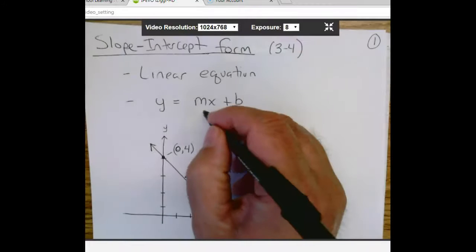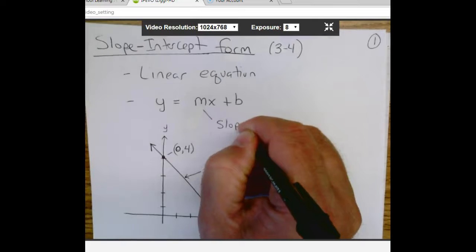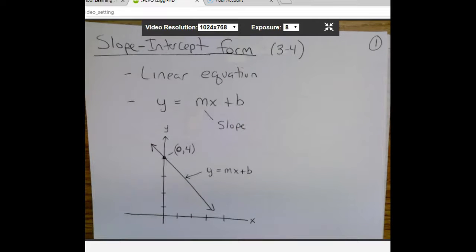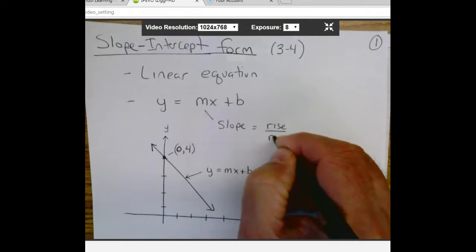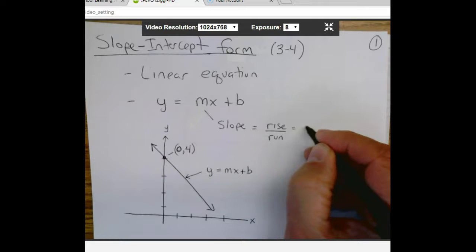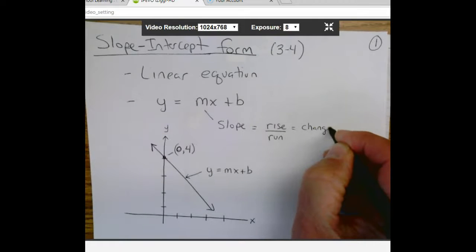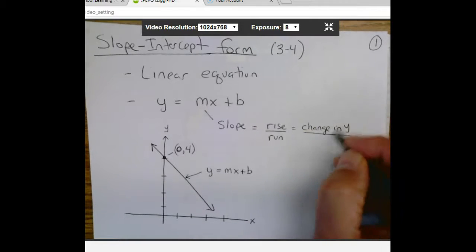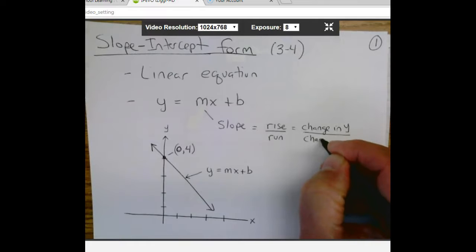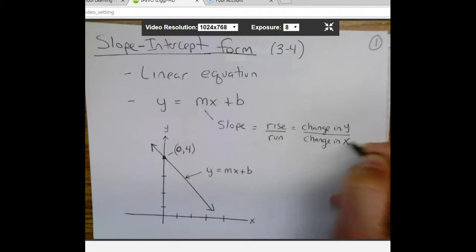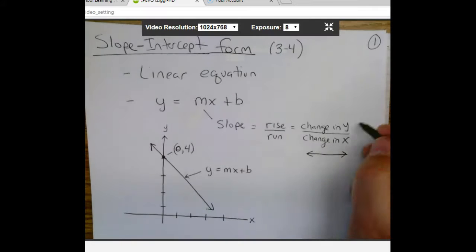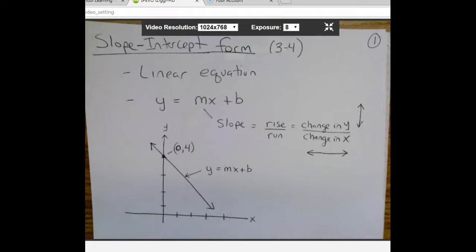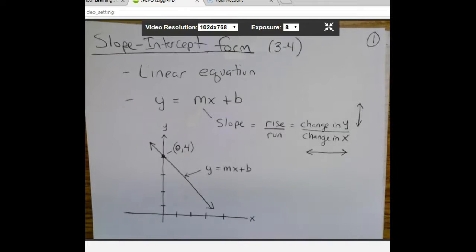Now the m stands for something else, and that is slope. And if you remember, we talked last unit in 3.3 what slope was. And slope equals rise over run. And rise is talking about the change in y. And run is talking about the change in x. So really we're talking change in x is on the horizontal, and change in y is in the vertical. The change from one point to the next.